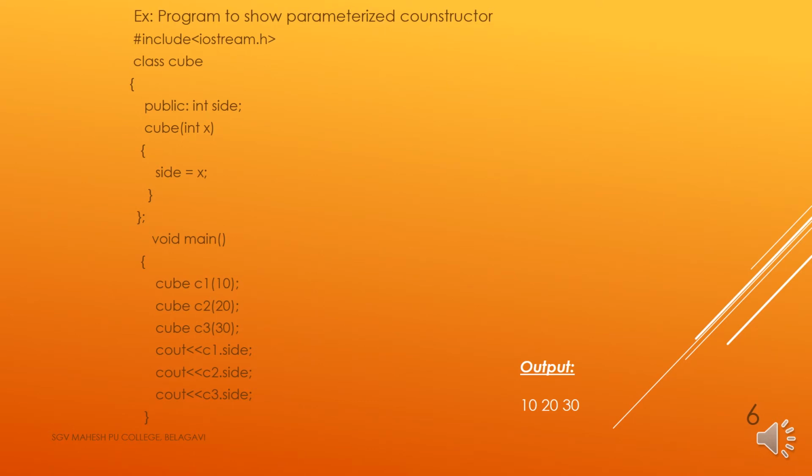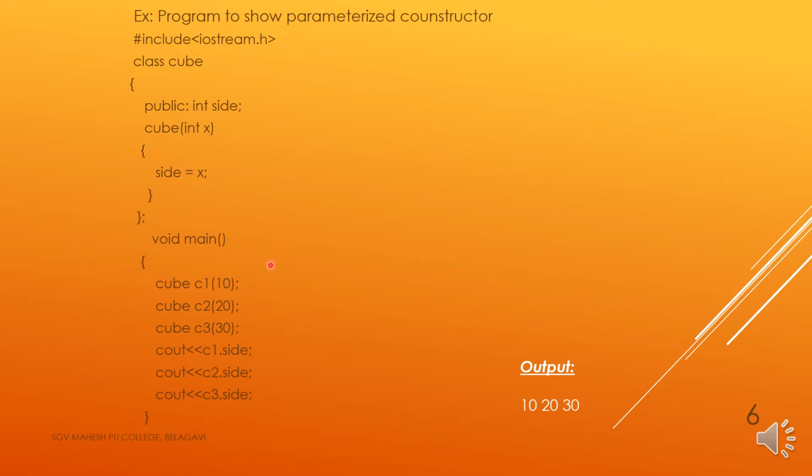Let's check with a small program. I'm going to create a class cube. Cube is your parameterized constructor because I'm passing some value here. Initialize that value to side. Side is your data member of type integer. Your class gets over here.